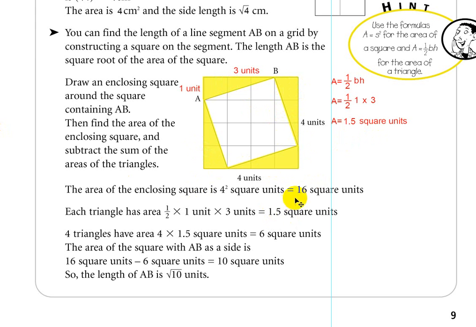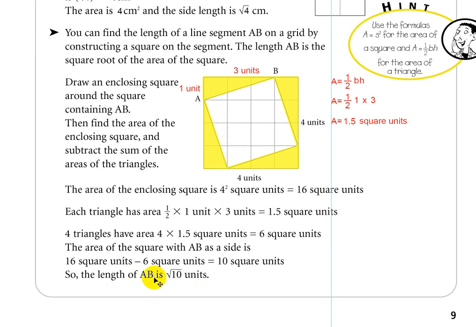What is 4 times 1.5? That gives us 6. So we know that the outside area around this square is 6 square units. We know that the full area we calculated originally is 4 by 4, which was 16. So what is 16 minus 6? 16 square units minus 6 square units is going to be 10 square units. So this inside square has an area of 10 square units.